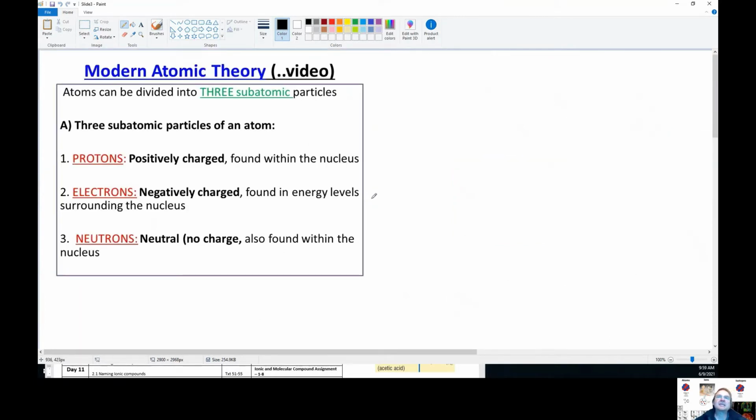Okay, so there's three different subatomic particles. Now, we've looked at this already, that atoms are made up of protons that are positively charged, electrons that are negatively charged, and neutrons that are neutral.